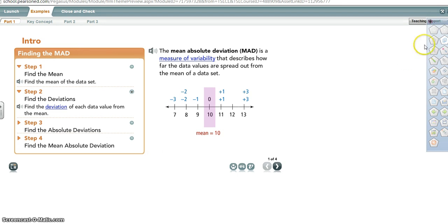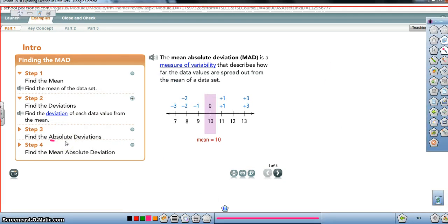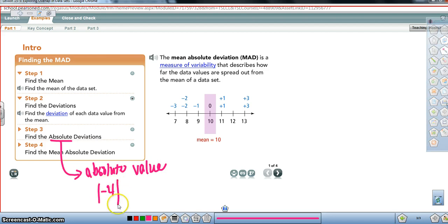Then we want to find the absolute deviations. If you remember us talking about absolute value earlier this school year, like if I said, and we use bars, what's the absolute value of -4, we would say it's just +4 because it's 4 away from 0. When we find the absolute deviations, basically we just want to know how far away they are. We don't care if it's above the mean or below the mean. We don't care if it's positive or it's negative. We just want to know just how far away it is.